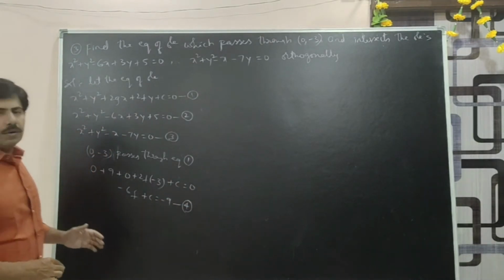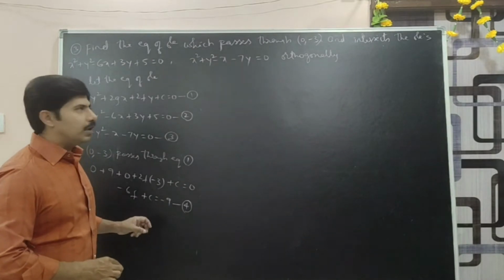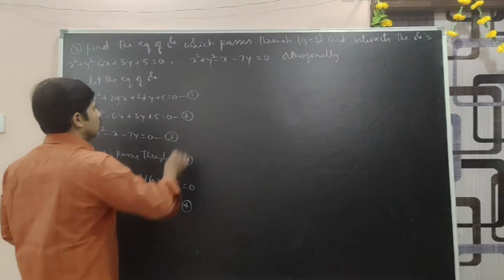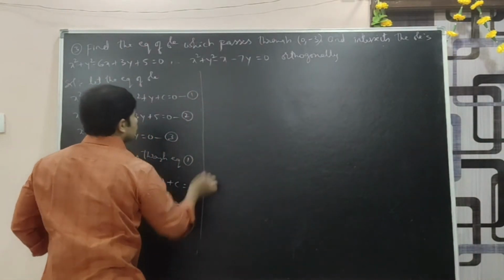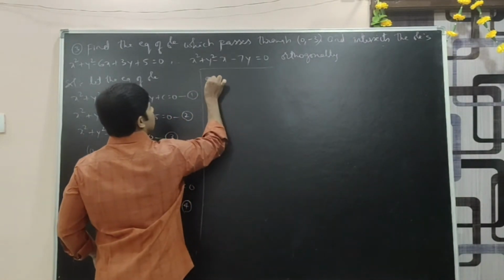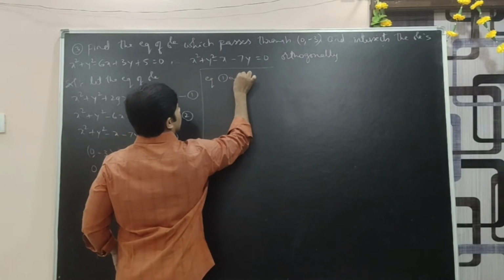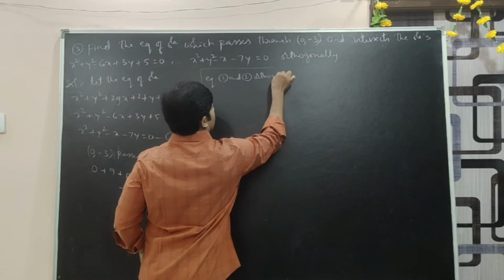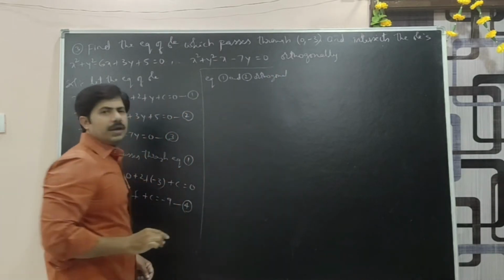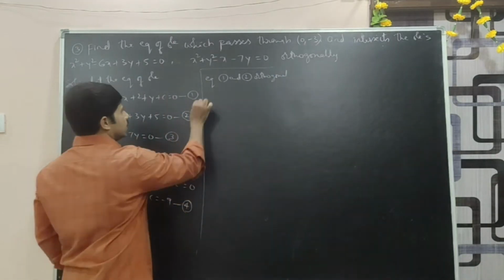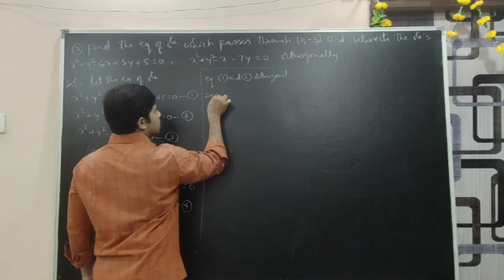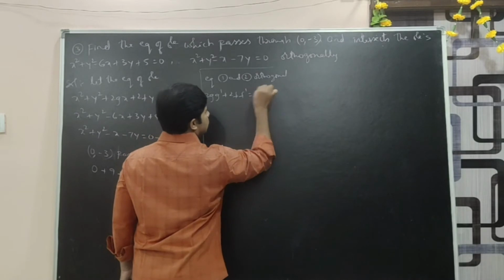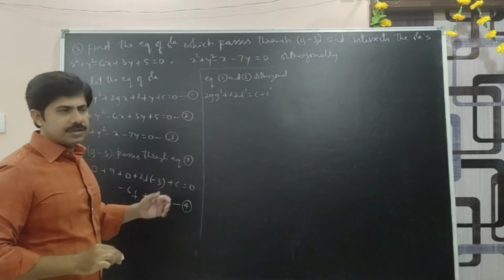Okay. Now, after getting equation 4, we will do 1 and 2 orthogonal, then 1 and 3 orthogonal. Right. Now, equation 1 and 2 orthogonal. That is nothing but 2gg dash plus 2ff dash is equal to c plus c dash. So we will substitute in this.